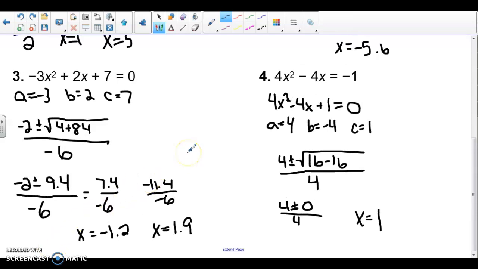Okay, so that's what we're going to cover today. So we're just going to practice some problems with the quadratic formula. We'll leave it there. So there's going to be some problems for you to do on big ideas. So get those done, and if you have any questions, please put them on the doc.